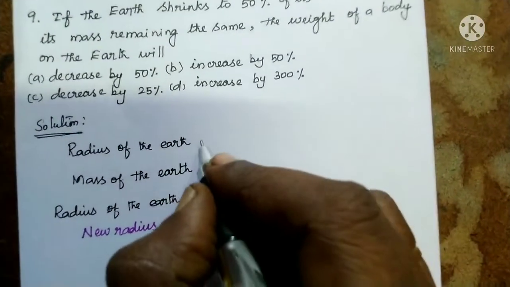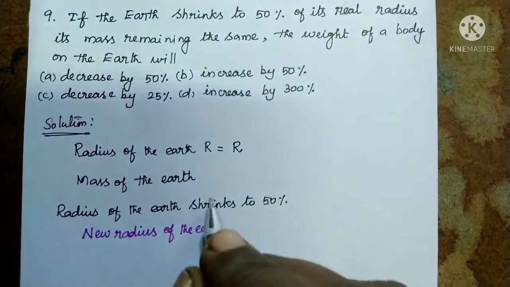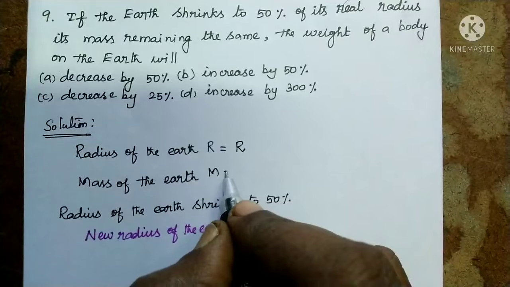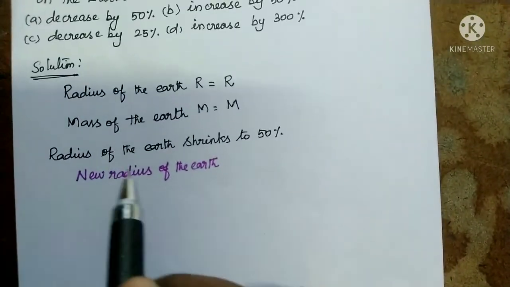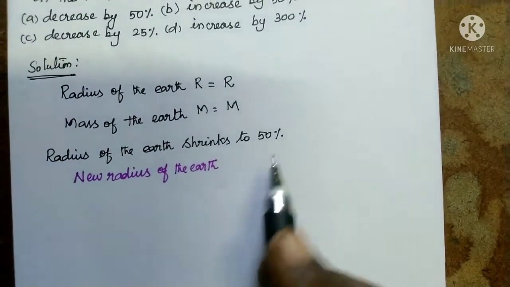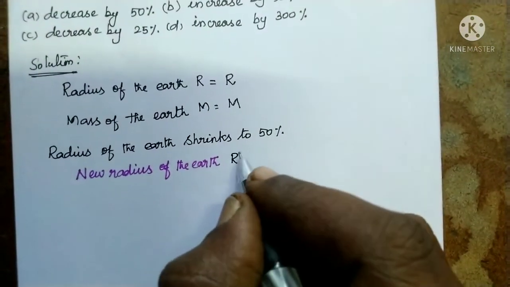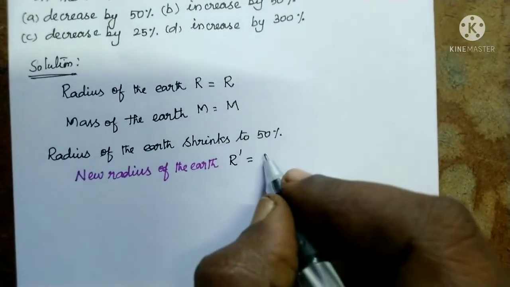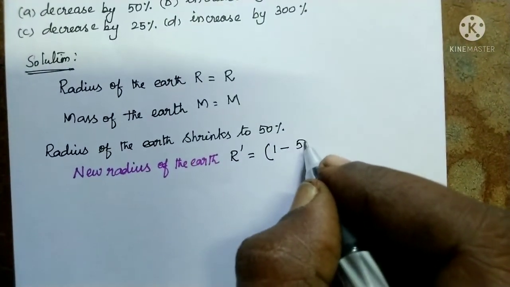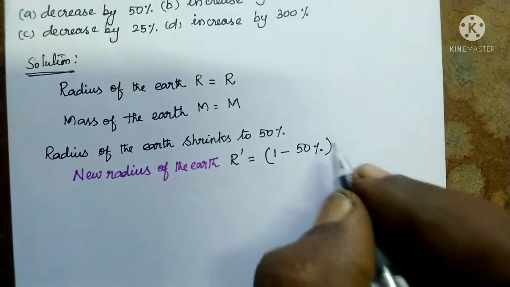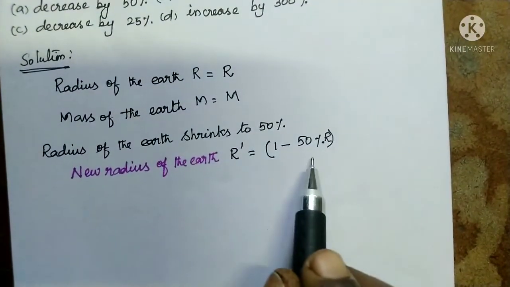Now we have to take the radius of the Earth, r equal to capital R, mass of the Earth m equal to capital M. The radius of the Earth shrinks to 50%. Therefore, we find the new radius of the Earth is considered as r dash, which is equal to the old radius, 1 minus 50% of r. That is, the radius is reduced by 50%.